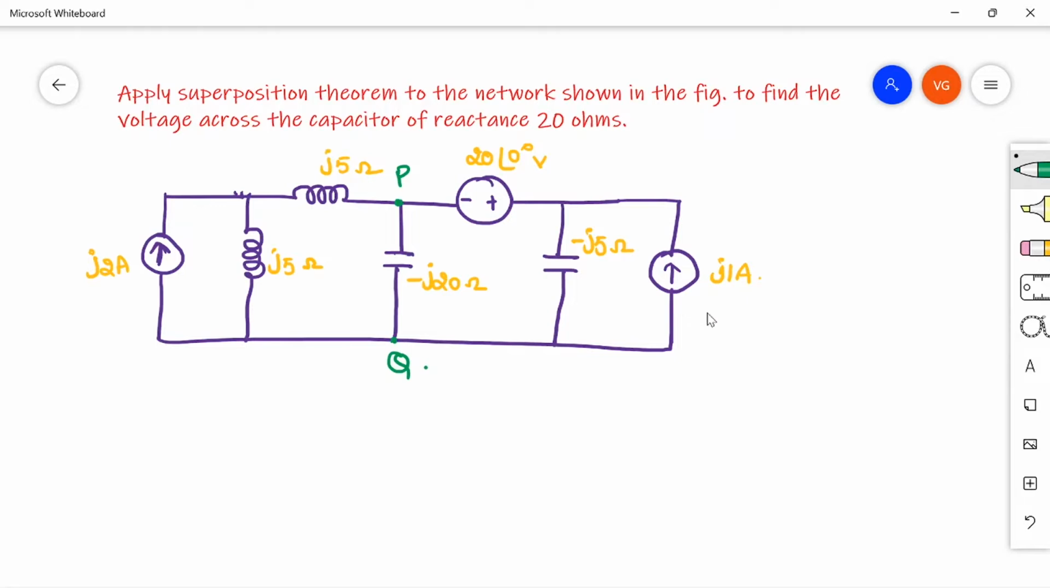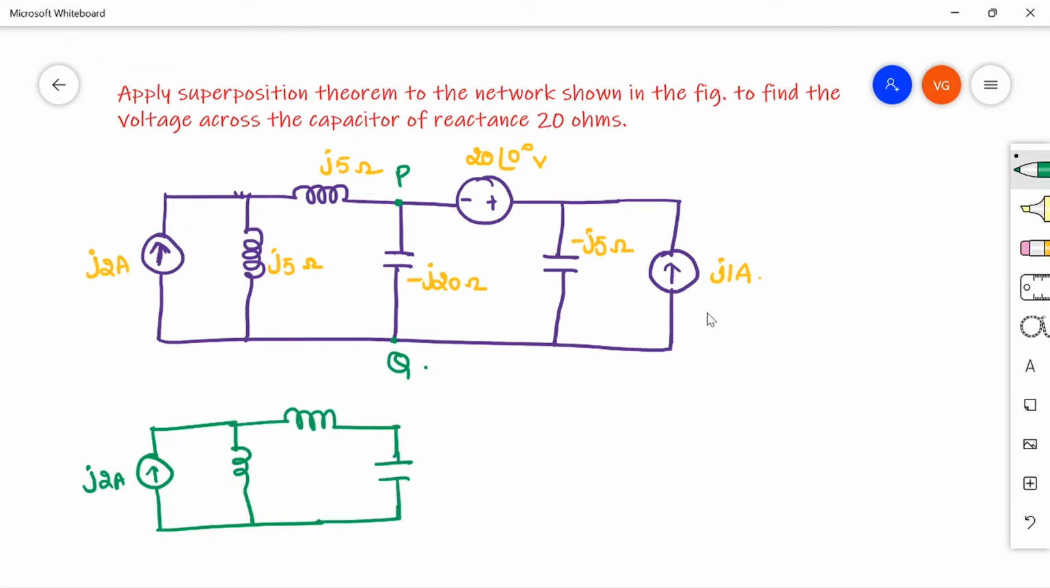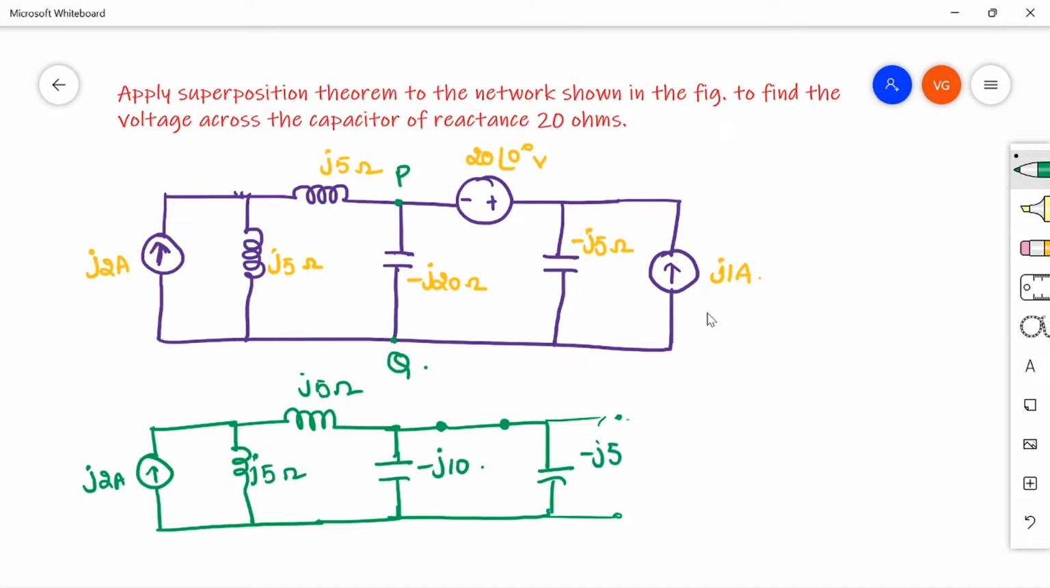So let us redraw that. That is, I'm considering only this j2 ampere. Then the circuit looks like this. You have an impedance and another impedance, right? This is capacitance, and then I'm just short circuiting. Then again this capacitor. So here you have an open circuit, so no need to draw this one. So let us mark, this is j5 ohm, j5 here also. This is minus j10, minus j5 ohm.